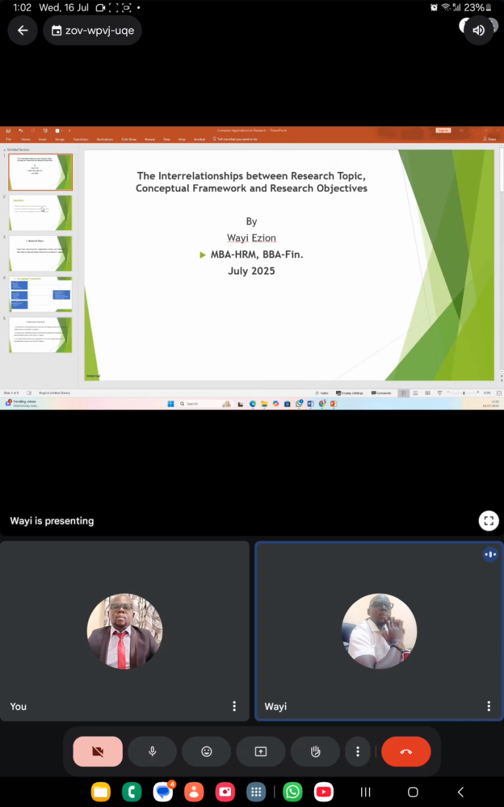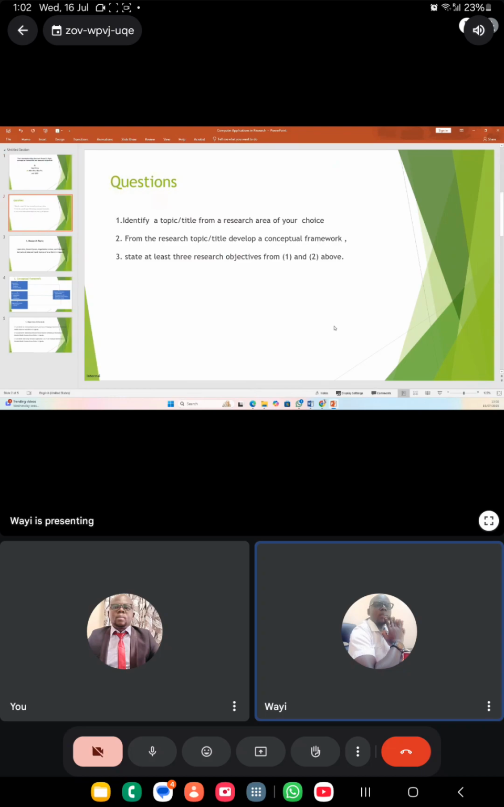Let's look at how our assignment is going to be today. In this lecture, we are going to identify a topic or title from a research area of our choice. And from the research topic or the title that we have developed, we are going to construct the conceptual framework. And then we shall use the framework to state the objectives.